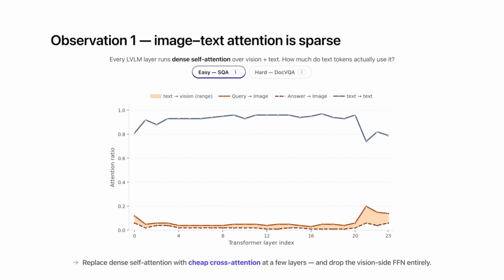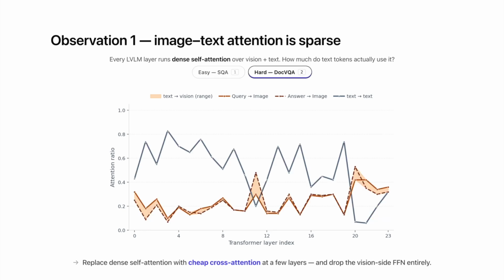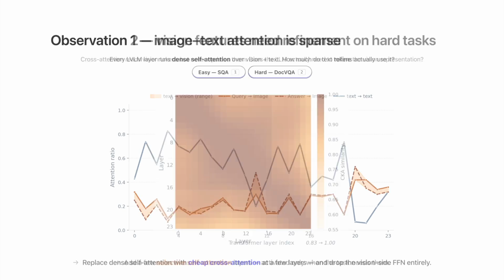Looking at the per-layer image attention ratios, on easy tasks, image attention stays near zero throughout the stack, so text barely consults vision. However, on hard tasks such as DocVQA, it does fire, but only at a handful of layers in a sawtooth pattern. Most layers don't need dense interaction. This motivates us to replace dense self-attention with cheap cross-attention at a sparse subset of layers.